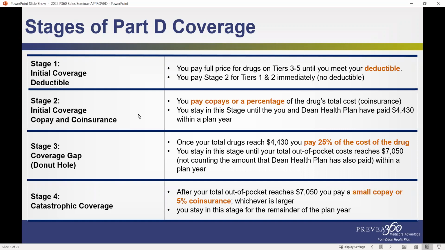If you do reach that $7,050, you move into stage 4, which is known as catastrophic coverage. When you're in the catastrophic coverage, you pay 5% or a small copay, whichever is larger, and you will remain in the catastrophic coverage stage until the year ends and you will go back to stage 1.